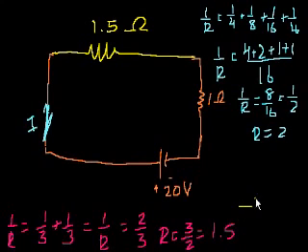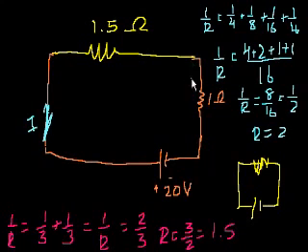So the whole circuit becomes this, which is the very basic one. This is a resistor, 1.5 ohms, and 1 ohm in series. Did I say parallel just now? No, they're in series. 1.5 plus 1, that's 2.5 ohms. The voltage is 20 volts across them.